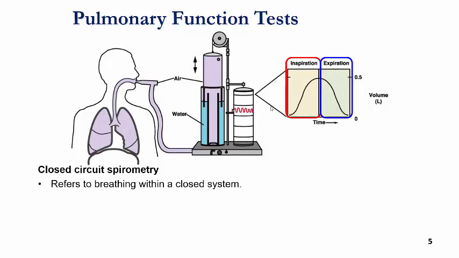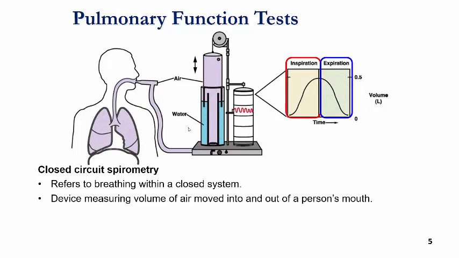And the closed circuit nature of this means that this person is breathing within a closed system. And so the person is not exchanging air with the air around them. They're just exchanging air with the device. And so this is the device that measures the volume of air. This is not going to give an indication of respiration. This is giving an indication of ventilation.